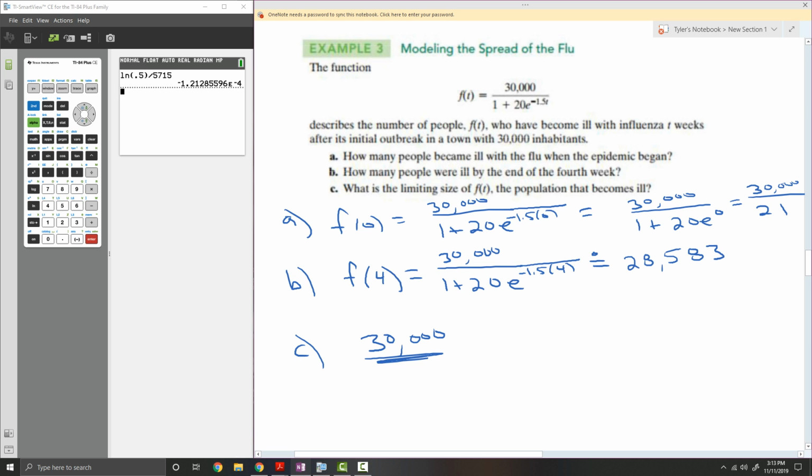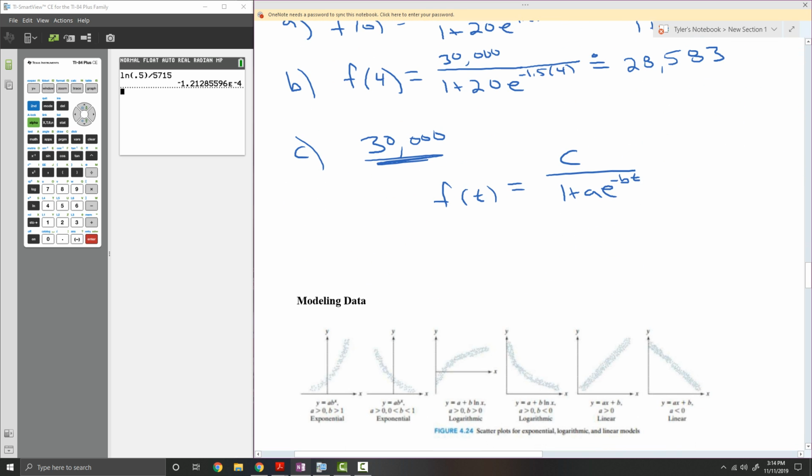Another way to think about it is if you have this function, f of t equals c over 1 plus a e to the negative bt, the graph of this function is going to have a horizontal asymptote at y equals c. So y equals c is the horizontal asymptote. In other words, c is the limiting size.